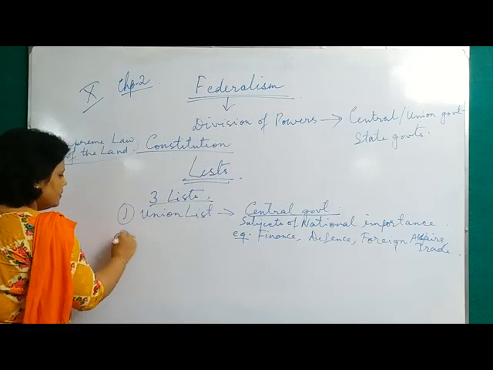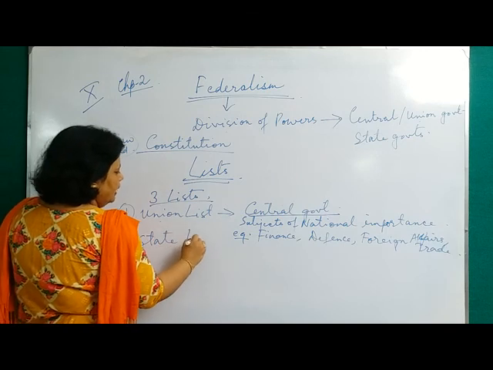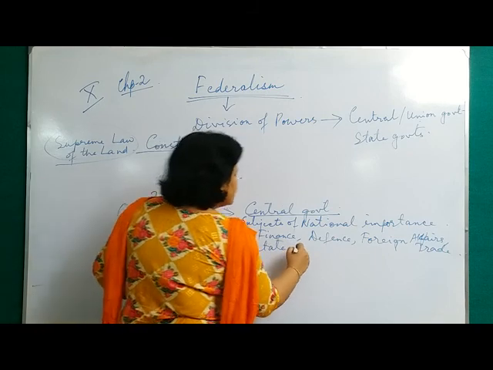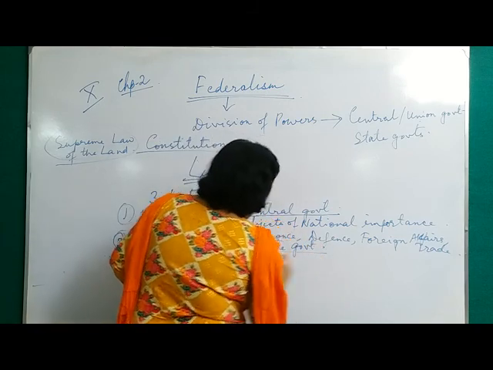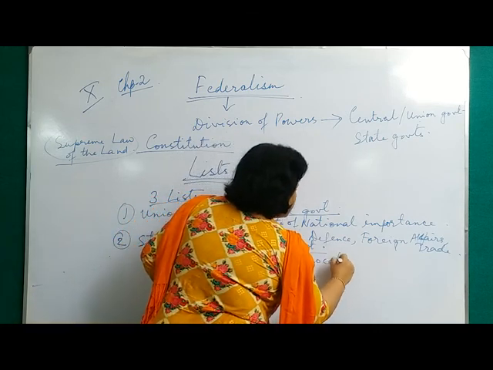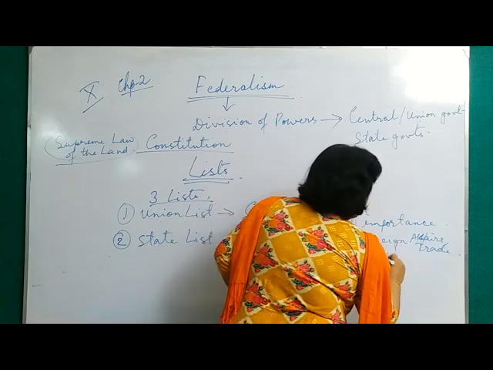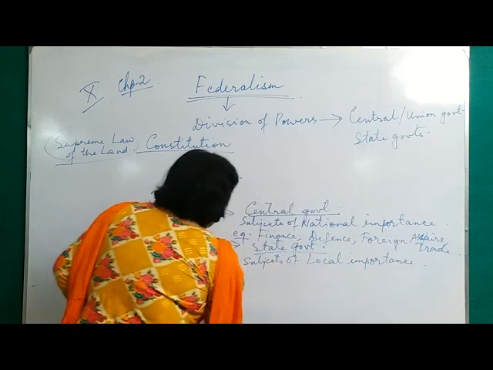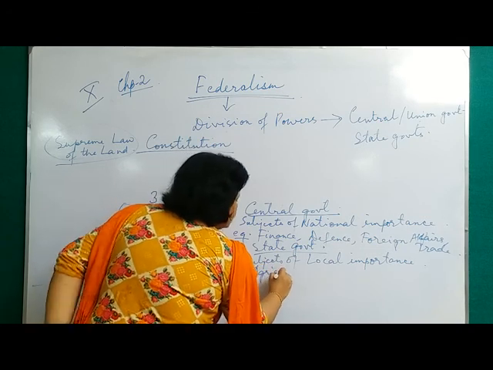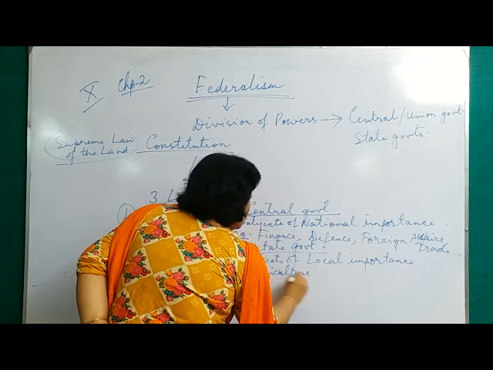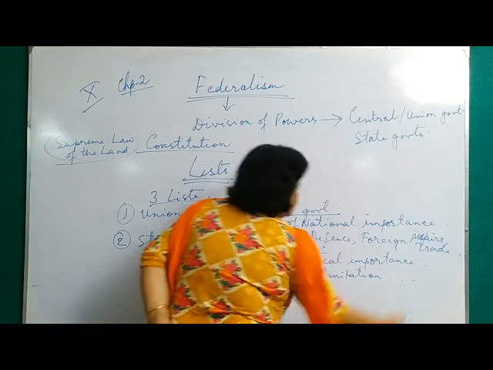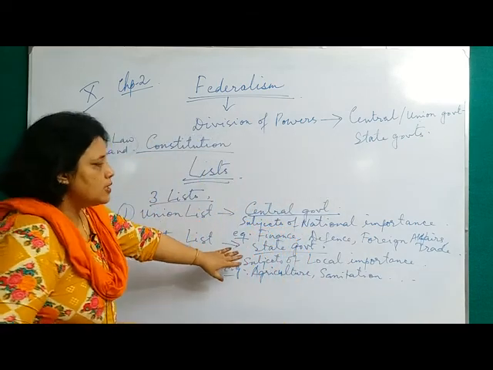Next comes the state list. From the name itself you can understand that the state government exercises power over this list, and it includes subjects of local importance, for example agriculture, sanitation, and others. Why are they known as subjects of local importance?